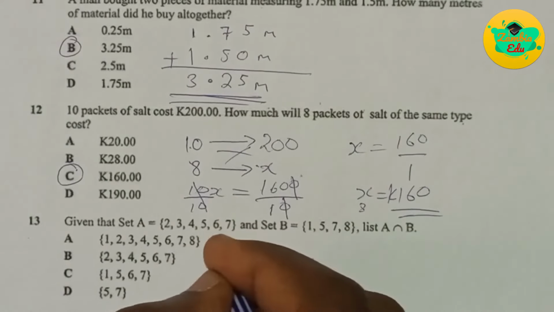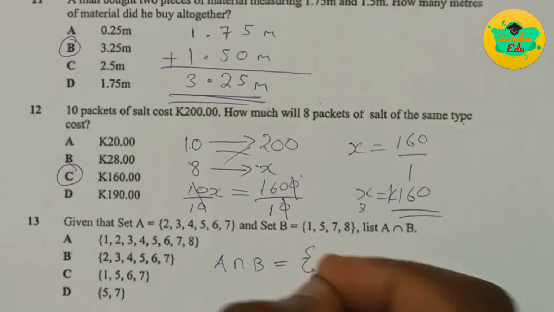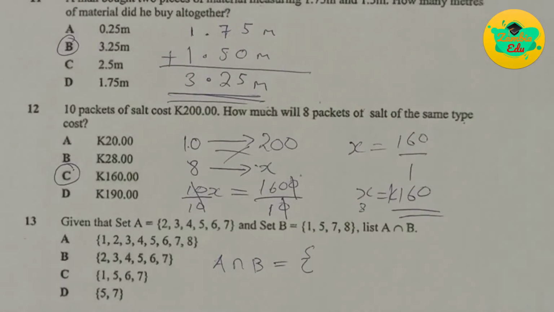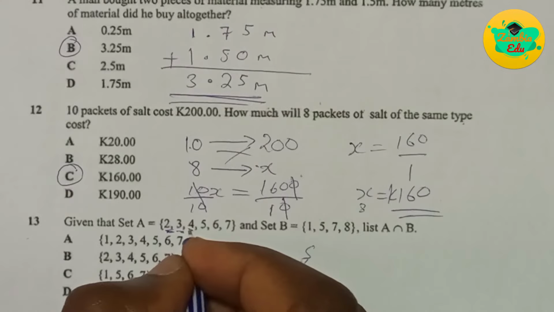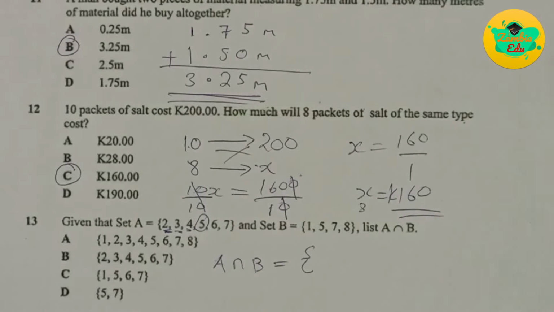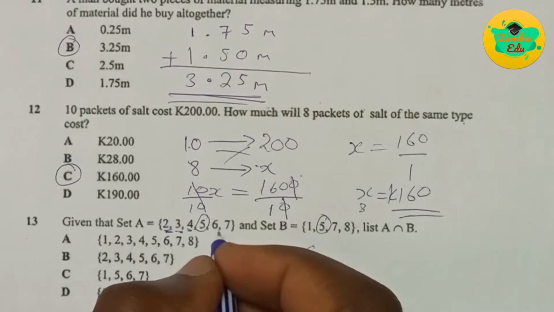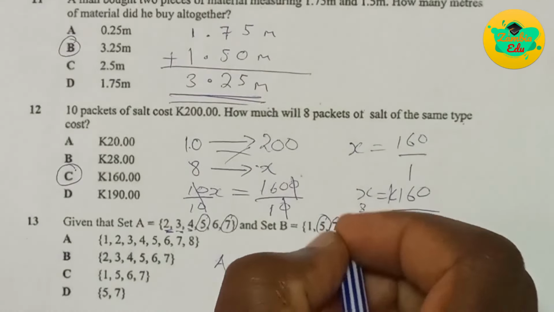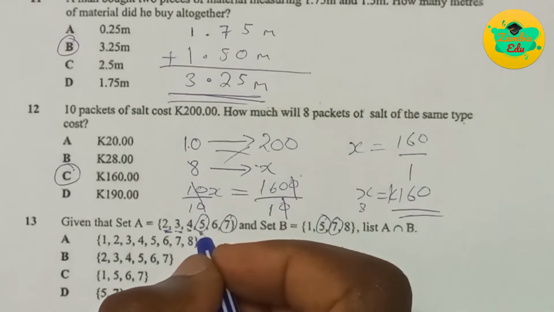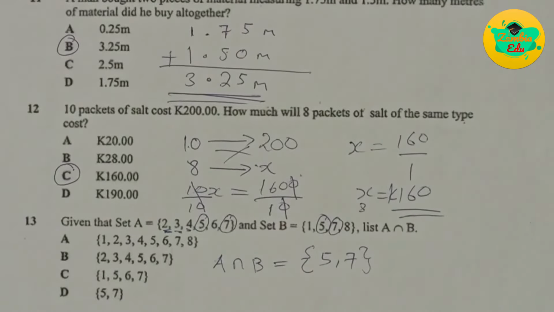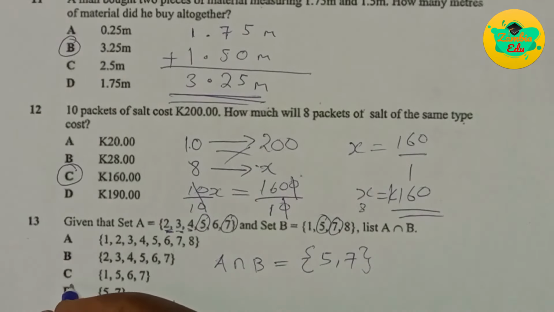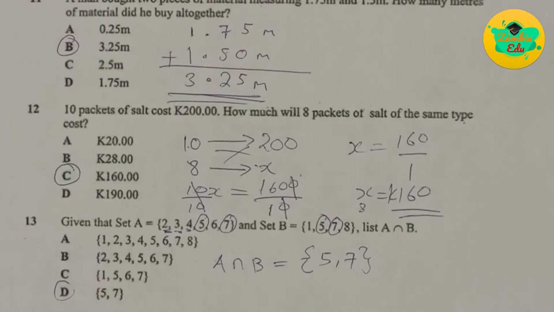So for us to be able to find A intersection B, we are going to get the elements that are found both in set A and in set B. So 2 is only in set A, we leave it out. 3 is only in set A, we leave it out. 4 is only in set A, we leave it out. But 5, in this case, we have also 5 in B. We have 7 in set A, we also have 7 in set B. So we know that what is common in both A and B is 5 and 7. And that becomes our intersection set, and 5, 7, we see it as option D. So our answer for question 13 is D.